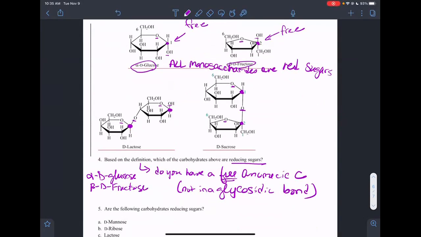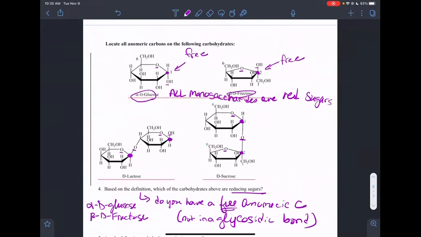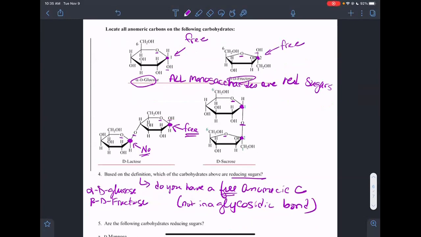Now I got to look at the next two. I have D lactose and D sucrose. So this glycosidic bond here, this anomeric carbon is participating in the glycosidic bond, so it's not free. So this one is a no. But this one is free. So this disaccharide is a reducing sugar. So I'm going to add it to my list.